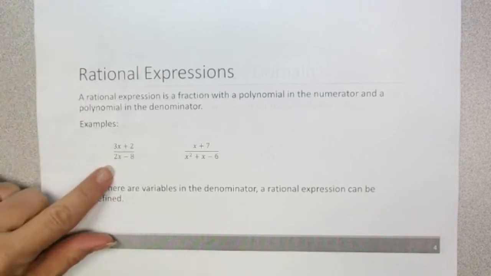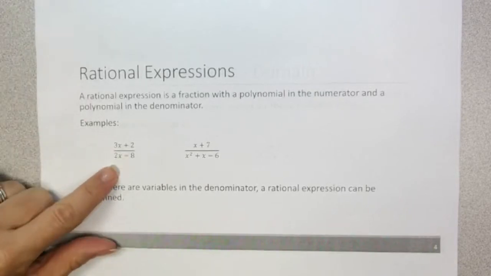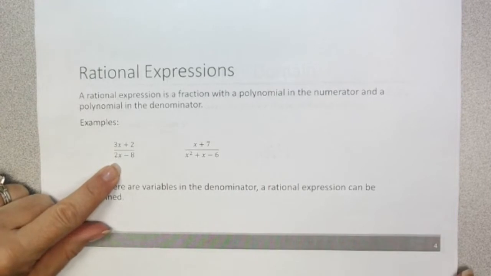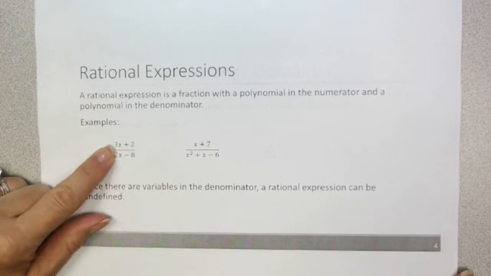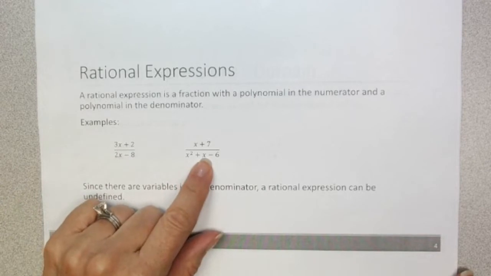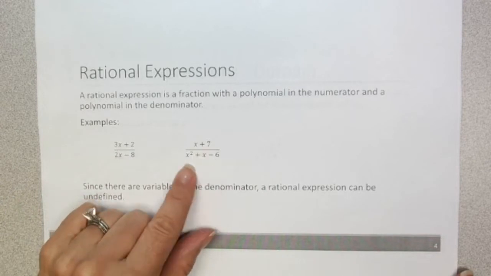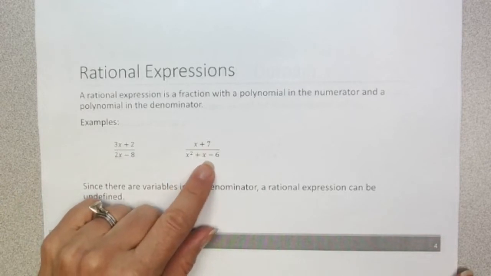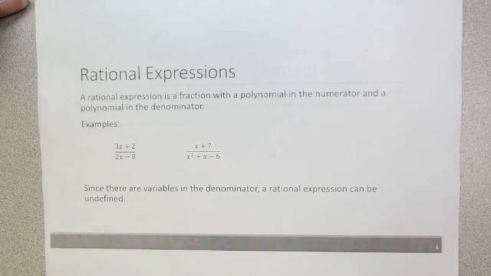There's a couple of examples here. 3x plus 2 divided by 2x minus 8. There's a binomial in the numerator, a binomial in the denominator. Another expression appears here, x plus 7 over x squared plus x minus 6. This rational expression has a binomial in the numerator and a trinomial in the denominator.